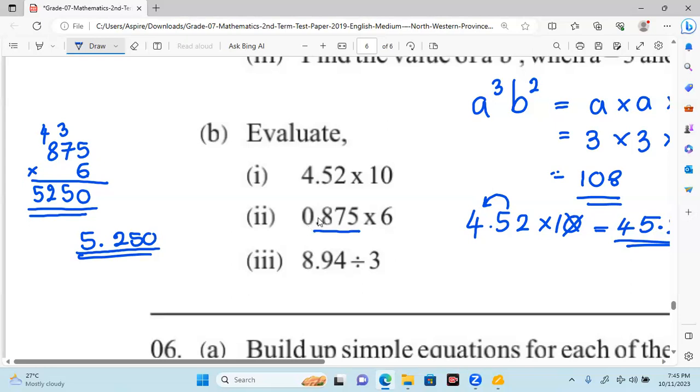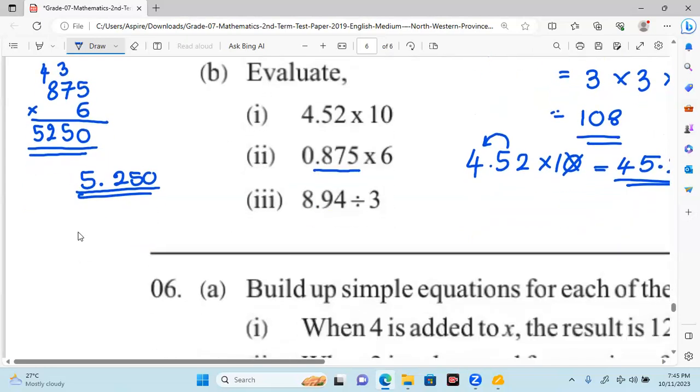Then when you divide, you can write 8.94 under the long division. Okay. Then how many 3's within 8? It is 2. 2 into 3, it is 6. Subtract 6 from 8. Then take this 9 to here.